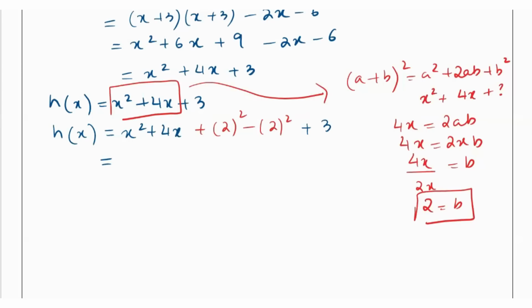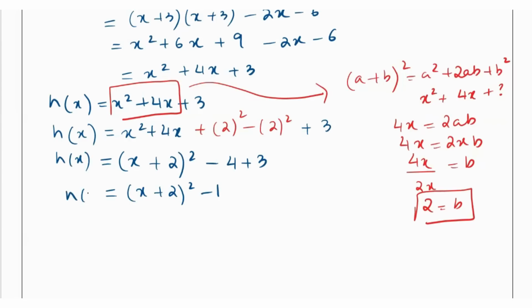So now it's going to be x plus 2 whole square, because this is our complete square. A is x and b is 2. And this negative 2 square is outside the bracket as -4. And x plus 2 whole square minus 1 is our function in complete square form.